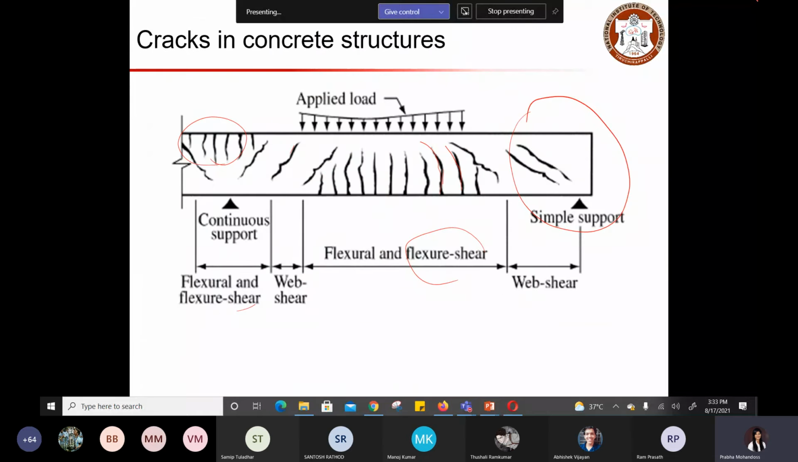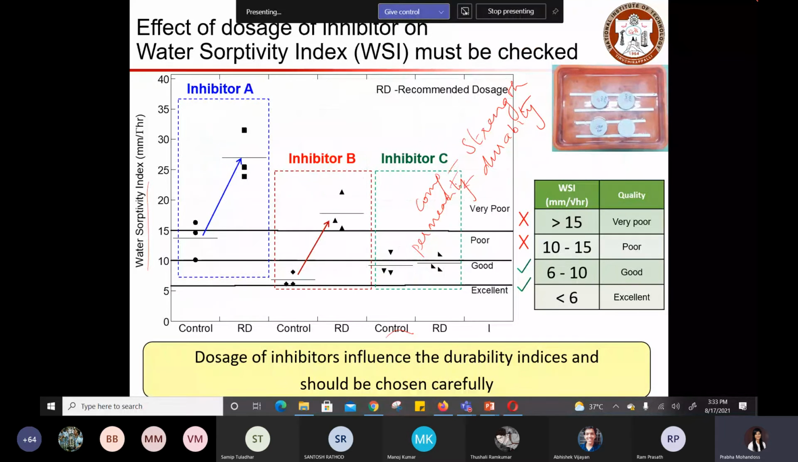So here you can see the concrete cracks that you can expect in concrete structures. What are the different types of cracks that you can expect in concrete structures? And what would be the causes for the cracking?